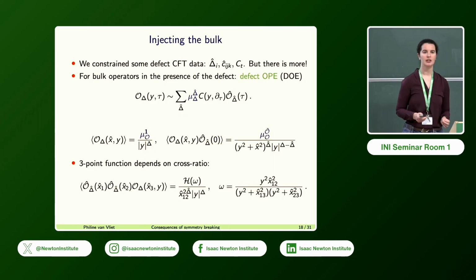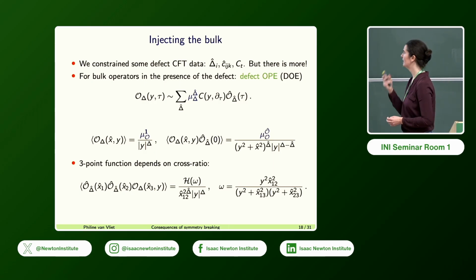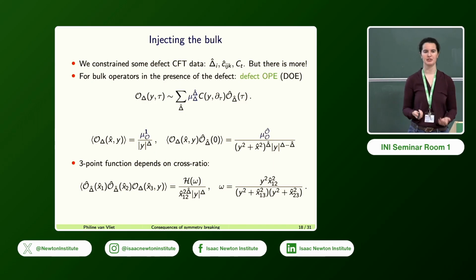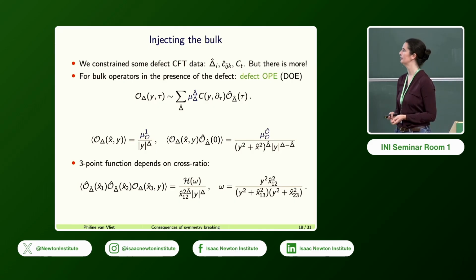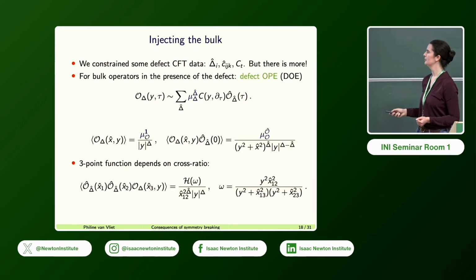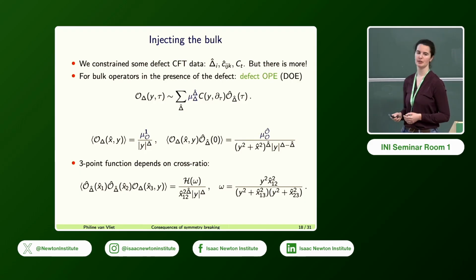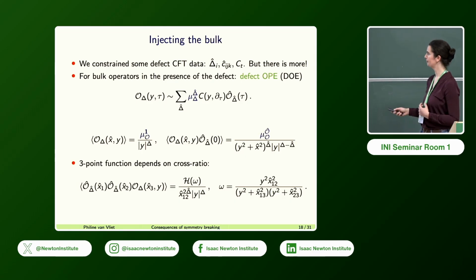Okay, so now in the last 10 minutes, let me say something about what happens if you also have bulk operators and not only defect operators. As we saw just 1.5 hours ago, there's more defect CFT data that we have not yet considered, and one especially important one is this coefficient that appears in the bulk to defect expansion of bulk operators. In the previous talk they were called B, here I call them mu.